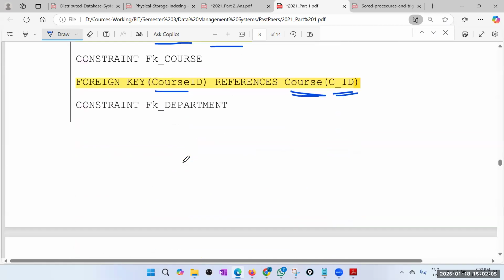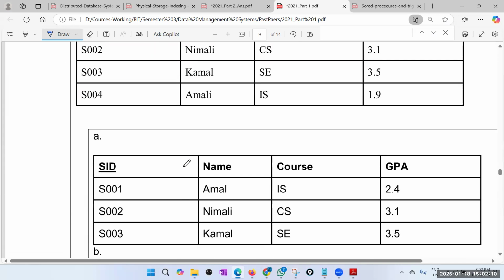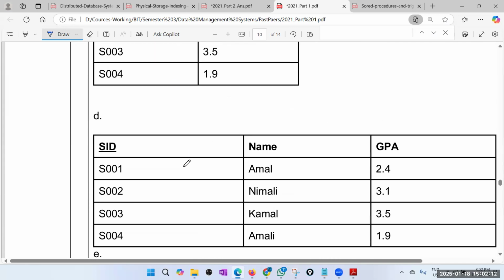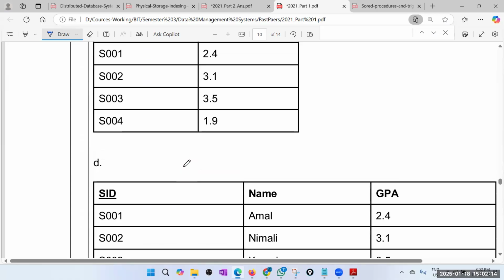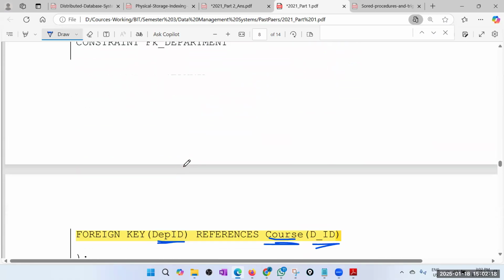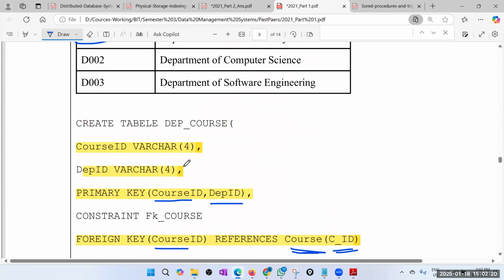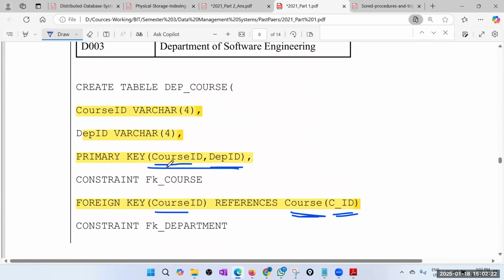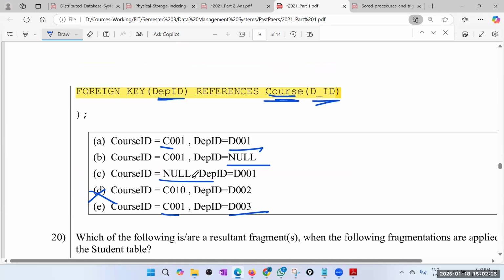Okay. So remember this table, this is the primary key. So therefore it can't be null. Any of the value can't be null. Right? So a primary key can't have null values for any component. So that is why these are not correct. And this is not correct because there's no C1, C0, C10. In that case, this is correct.